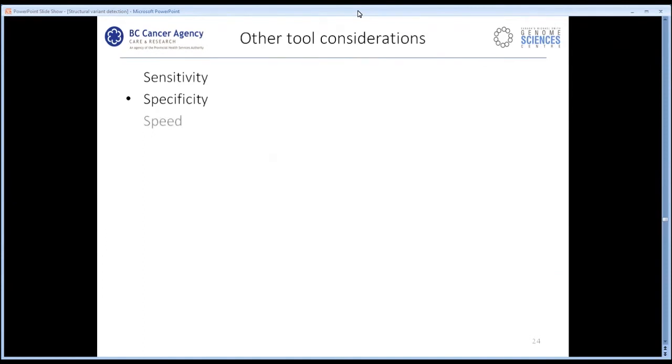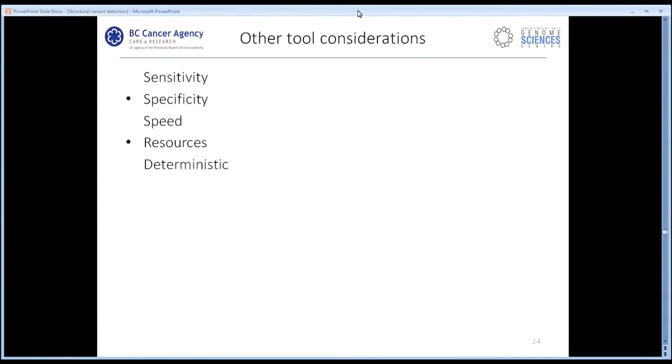We're also interested in the speed of each of the tools. Now, tools can be very sensitive, but how quickly do they complete the task? This will depend on the resources that you have available. Are you going to be running your tool on your desktop, or are you going to be running it on a cluster? These are important considerations when selecting your tool.